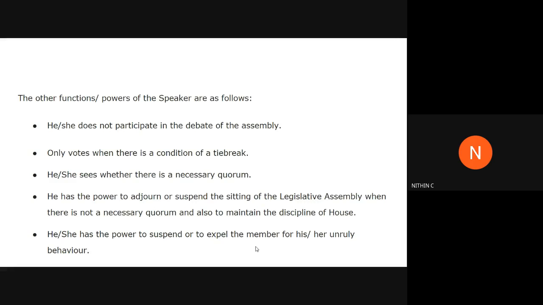So he or she sees whether there is necessary quorum. He has the power to adjourn or suspend the sitting of the legislative assembly when there is not a necessary quorum, and also to maintain the discipline of the house. He or she has the power to suspend or to expel the member for unruly behavior. Yes, these are the main powers.